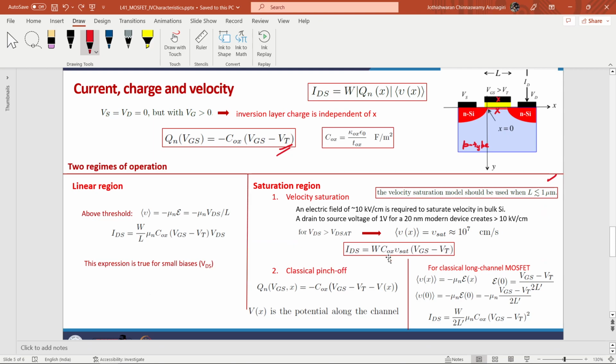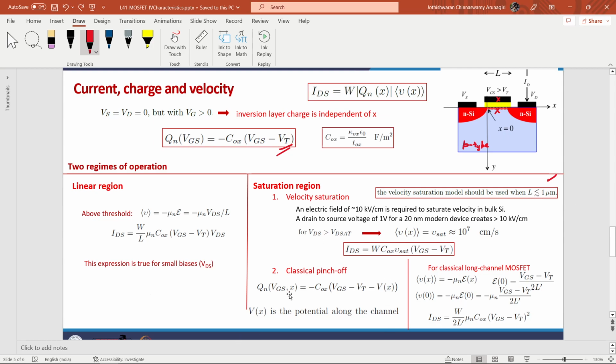IDS is roughly a constant. But this model of velocity saturation should not be considered for short channel devices. This is only for classical long channel devices. And even in that, it is for devices with channel lengths greater than 1 micrometer.